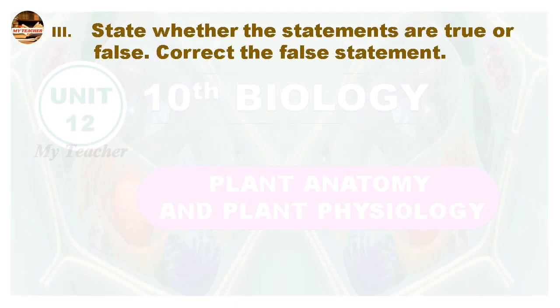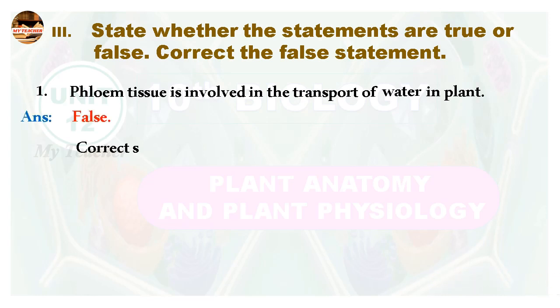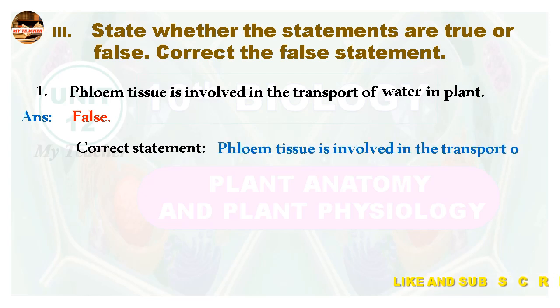Third one, state whether the statements are true or false. Correct the false statement. If the statement is true, you have to just write true. If there is mistake or the statement is false, you have to write the correct statement also. First one, phloem tissue is involved in the transport of water in plant. Answer false. How can we correct the statement? Phloem tissue is involved in the transport of food in the plant.